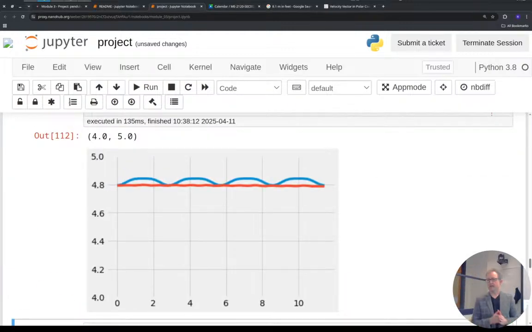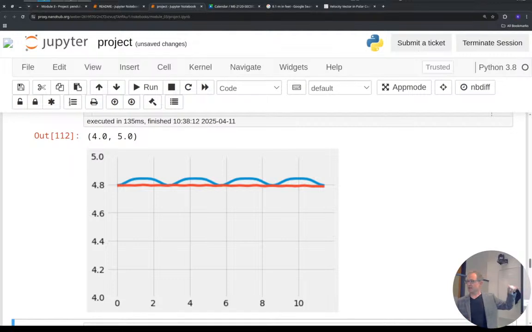But is it constant? What's happening? It's weird, right? Something's off. The blue line is our linear approximation. That red squiggly line is nonlinear.